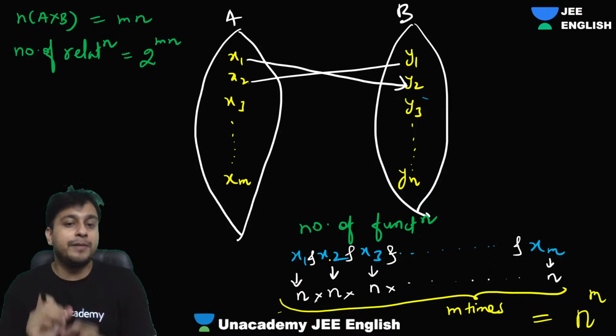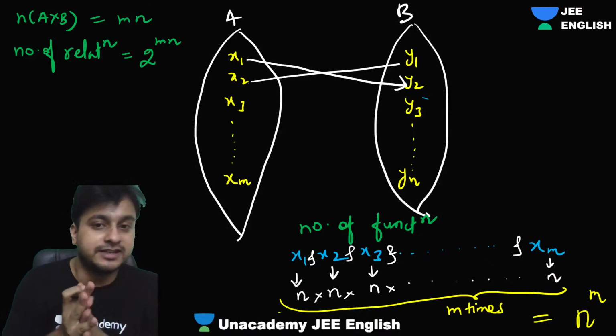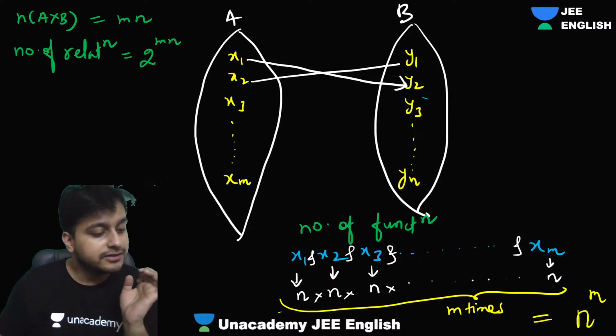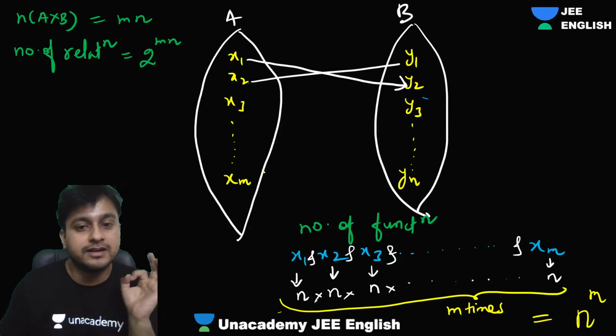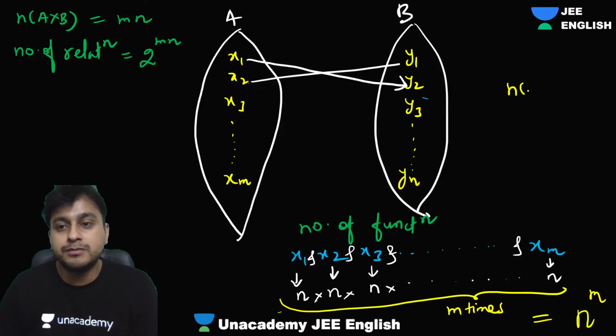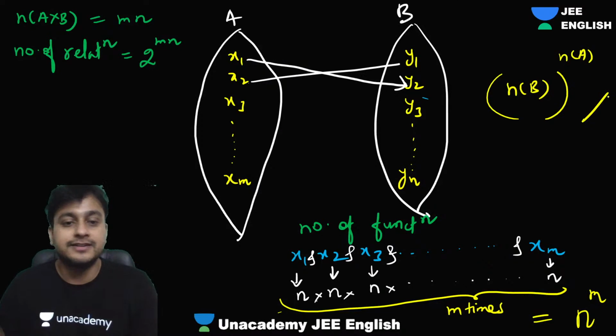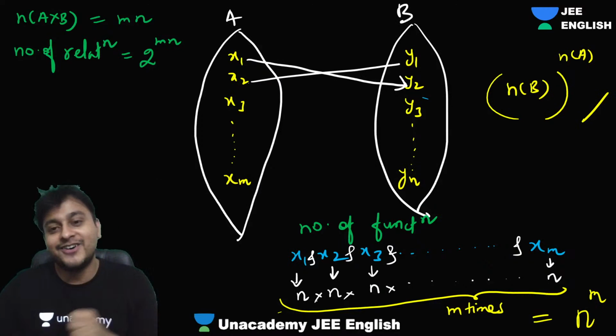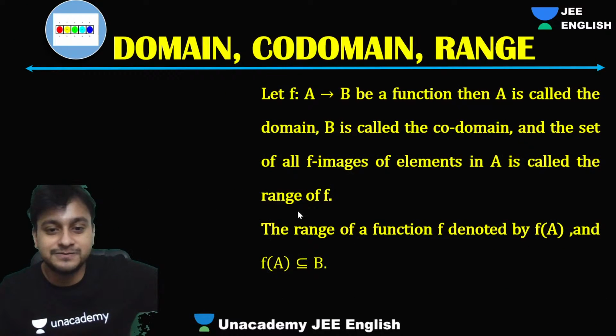Great, guys. I hope everyone understood this amazing concept. Is it clear? So that's the reason why the number of functions from A to B will be n to the power m, or cardinal number of B to the power cardinal number of A. That is also an amazing concept, right? Okay, chalo, guys. Now let's move ahead.